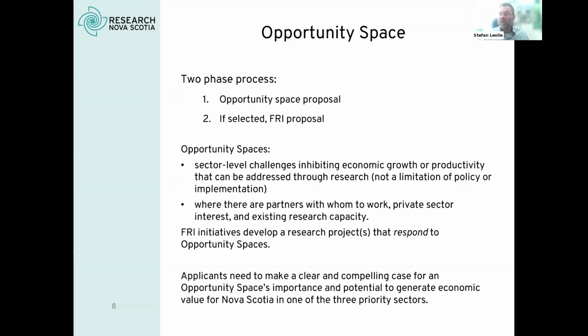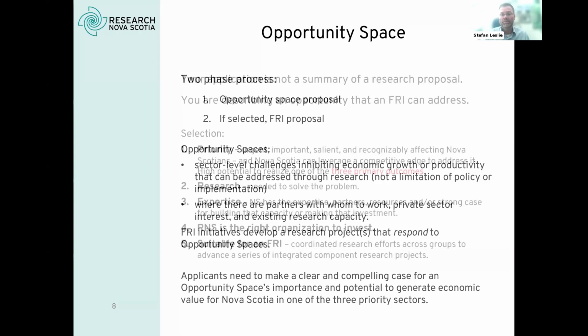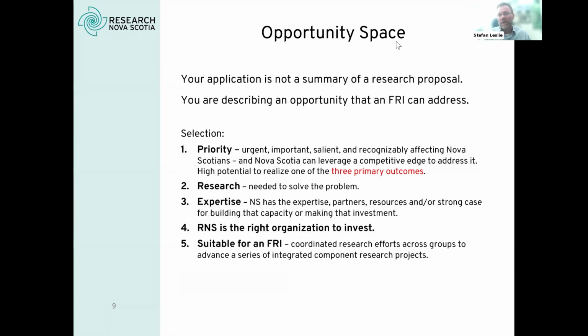And so what applicants need to do at this phase is really focus attention on making a clear and compelling case on why the opportunity space is important and has the potential to generate value in one of those 3 priority sectors. So what that really means is that the application at this stage is not a summary of a research proposal. That will come. There is an element within the opportunity space proposal that speaks to what the FRI will address, but you're describing the opportunity that the FRI will address, with some indication of the direction that you'll be taking.